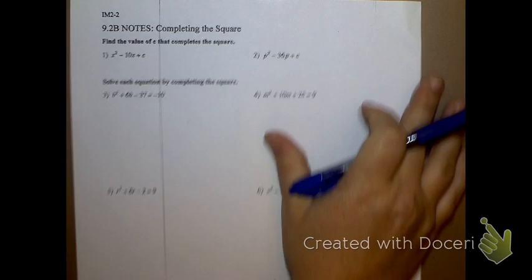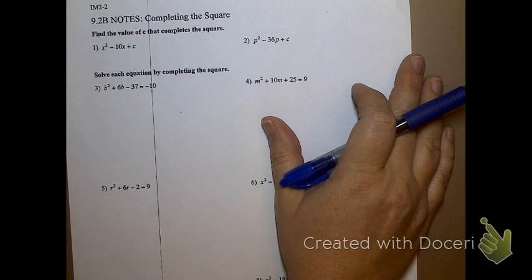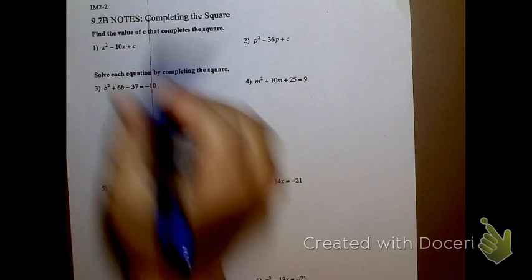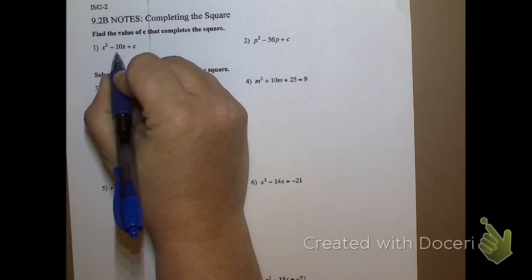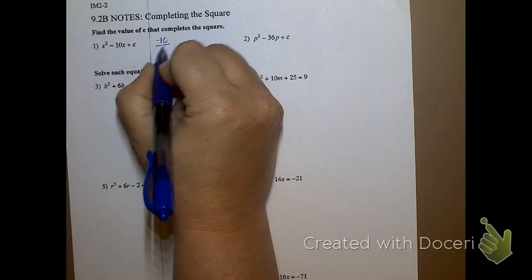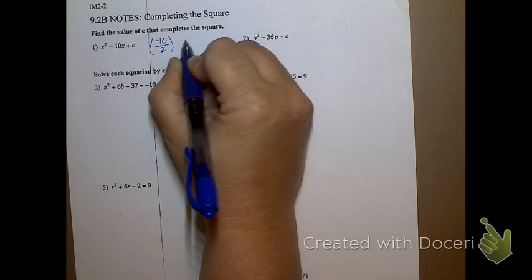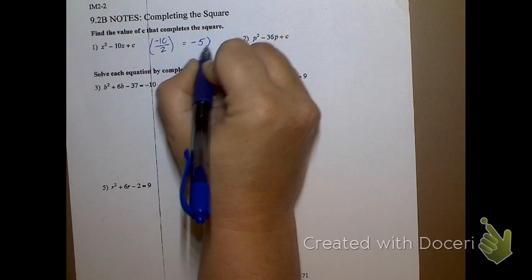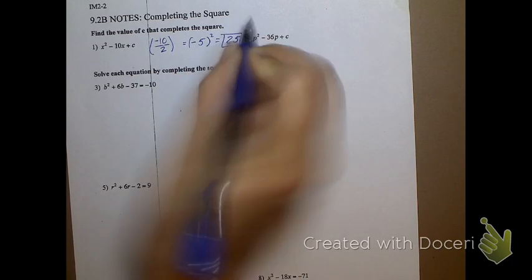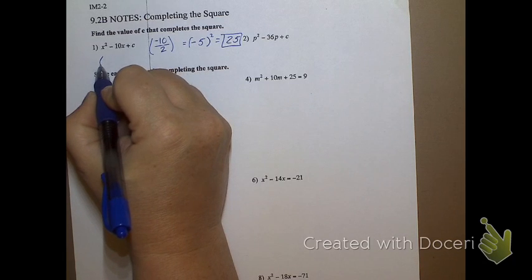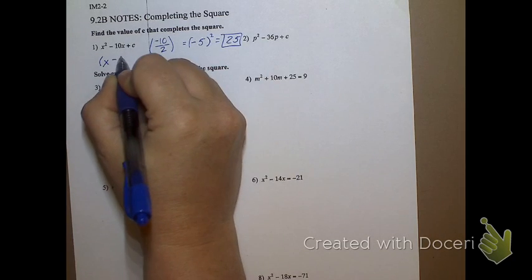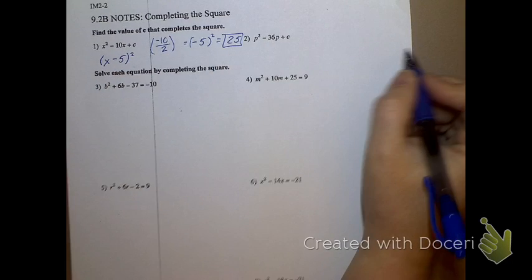All right, so first two problems I have just another reminder of how to find that B or that C value that you're going to do. So what do I need to do to find my C value here? Negative 10 divided by 2 is what? Negative 5. Squared is 25. And if I had to factor that, what would it factor into? X minus 5 squared. Yep. That's what it would factor into.